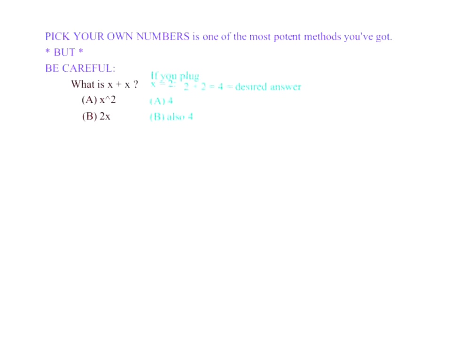But B is also 4. So this is unfortunate, but it's not a big deal, because all it means is that you just throw another number in there and don't worry too hard about it. If you plug in any other x that's not 2 or 0, like 5, then 5 plus 5 is 10. And A is not 10 anymore. It's 25. And B is 10.